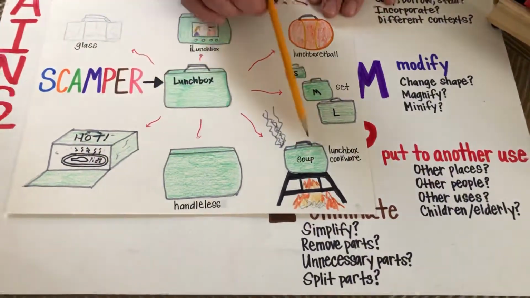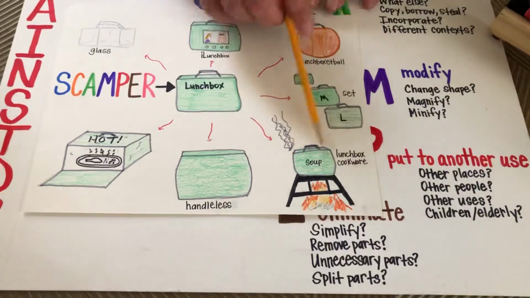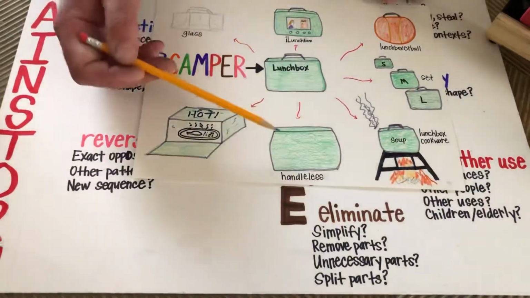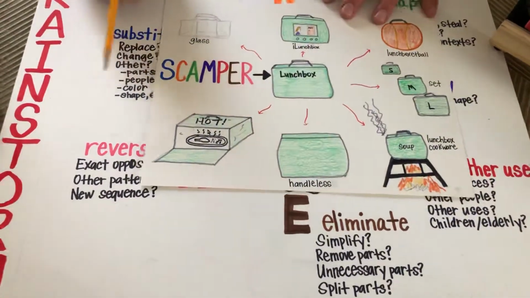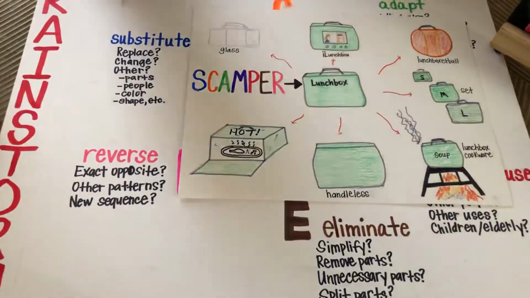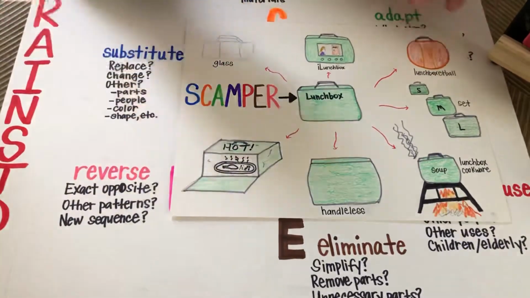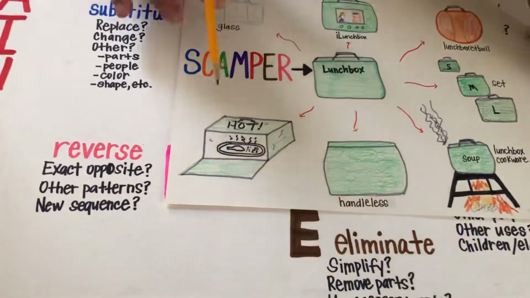Then put to another use. How about lunchbox cookware? That would be awesome. And then eliminate. We took the handle off here. It's handleless and ergonomic for people who just don't want to grab a handle. And lastly, reverse. How can we do the opposite? What about a hot box lunchbox? That would be awesome.